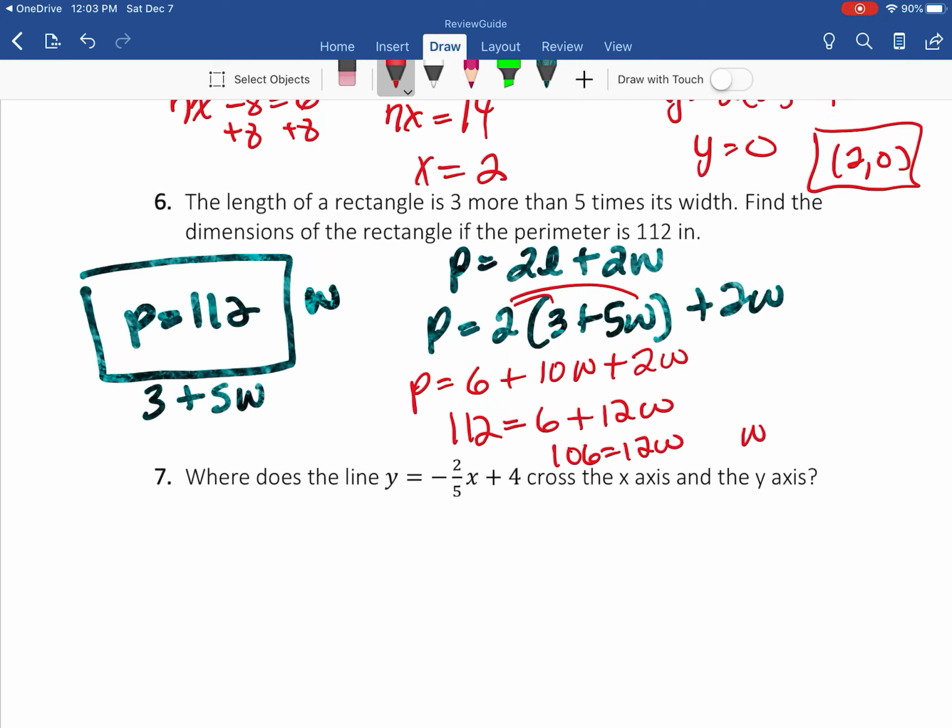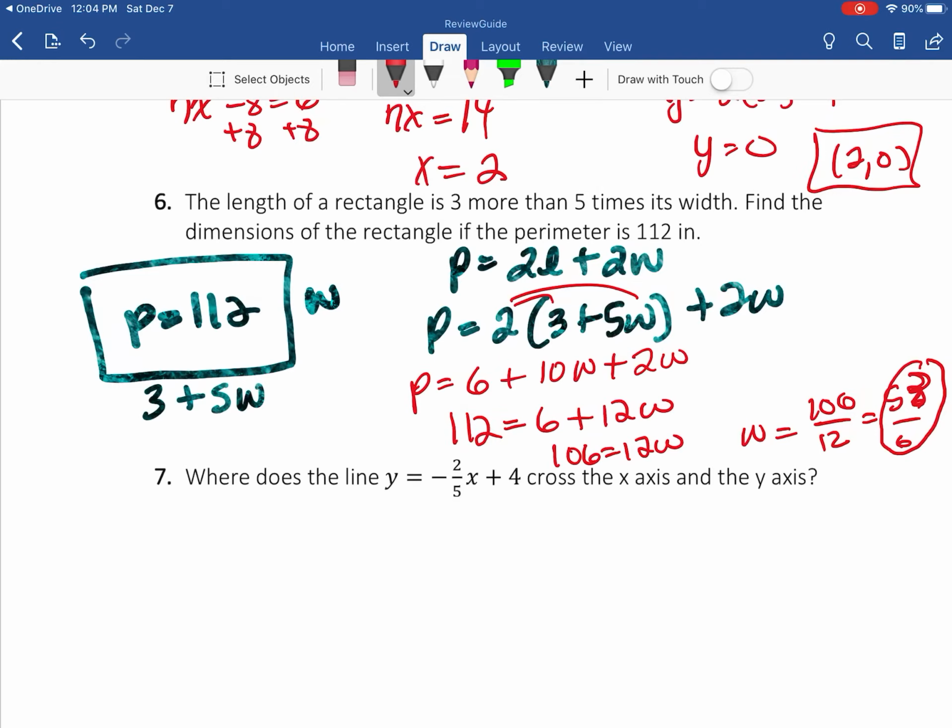Our width is going to be, we'll just say, let's see, fraction. Let's just do 106 divided by 12 and simplify. I know it's going to be divisible by 2. So 53 over 6. Let's see, 53 divided by 3, nope. 53 divided by 2, nope. So our width is going to be 53 over 6.